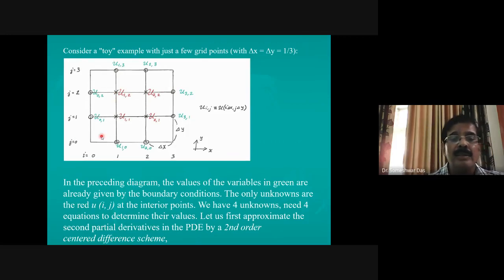So in this diagram, the values of the variable in green are the boundary values. They are prescribed, let us say. And at the inner points of the grid, you use the first guess or some background fill or some arbitrary value of psi.